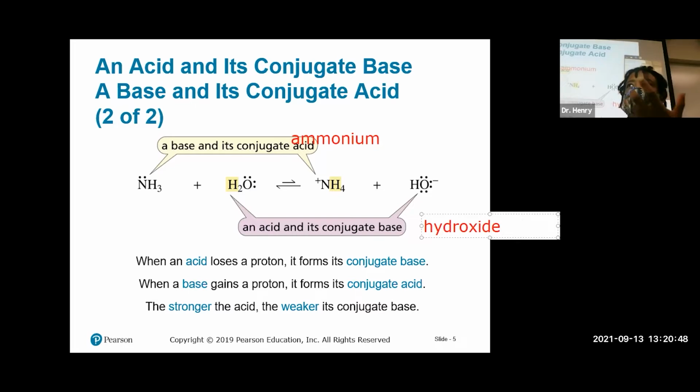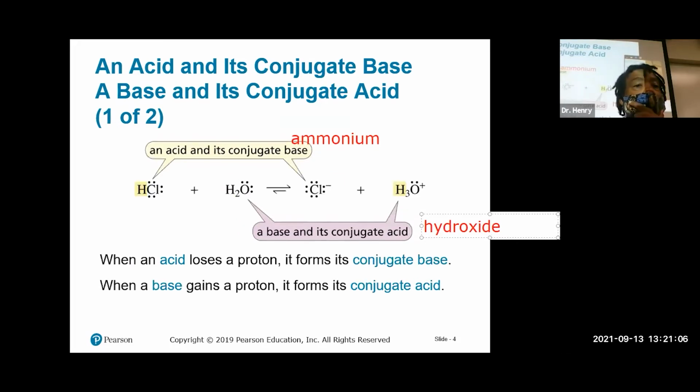Well, if it's reacting with an acid, what is it going to be? It's going to be a base, right? If it's reacting with a base, then it's going to be an acid. Doesn't that make sense? Good question. You're putting the dots together.